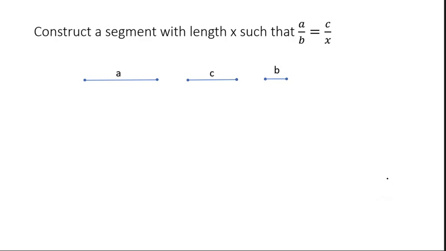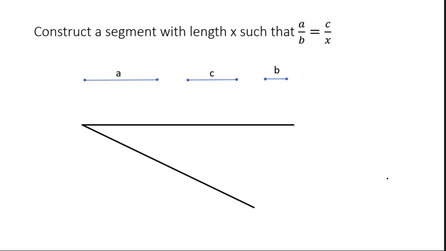So the steps for doing this. We begin by creating any angle. We want it to be acute. Let's make an acute angle like this, any size. You see this ratio right here, a over b. You're going to take your compass and measure the lengths of those segments. We have the length of a, we can measure, and we mark it off down here. So that's the length of a.